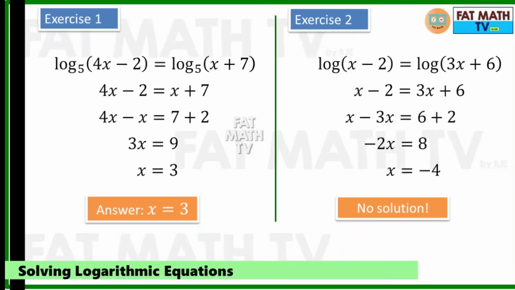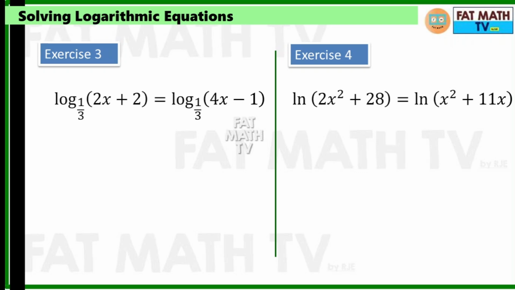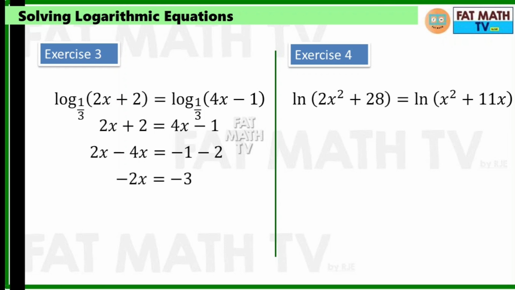Number 3, we will have 2x plus 2 equals 4x minus 1. So we will have 2x minus 4x equals negative 1 minus 2. Negative 2x equals negative 3. So x equals positive 3 halves.